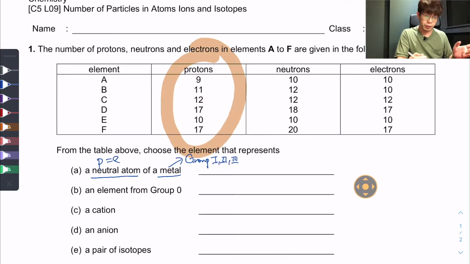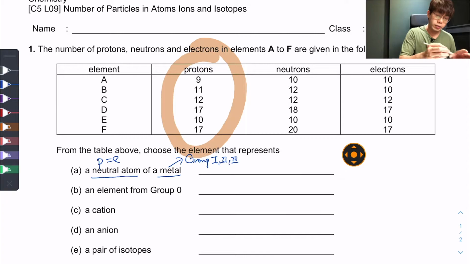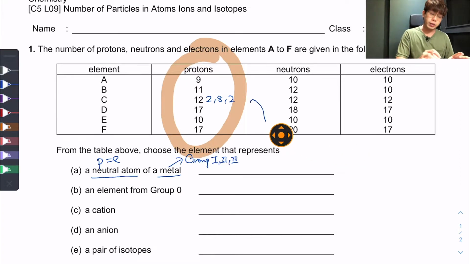So let's look at the table on top. A is not a neutral atom, right? B, we have 11 protons and 10 electrons, that's not neutral. C is neutral. So let's first write out the electron arrangement for C. That's 2.8.2, because I have 12 protons and it's neutral, so 12 electrons. So that is group 2, right? So that's a metal.